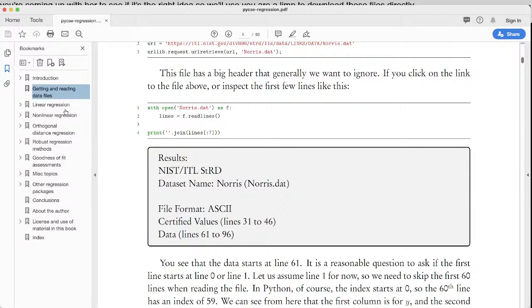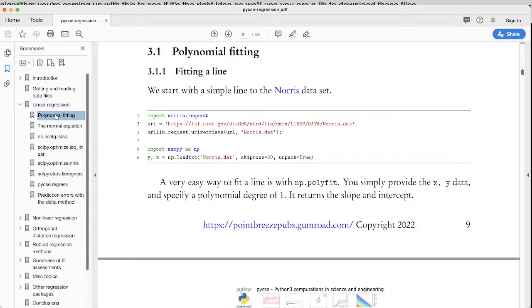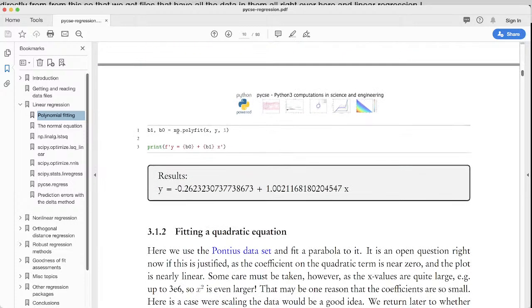All right, over here in linear regression, I start out with polynomial fitting because it's one of the simplest ways to fit data. You just load data, and you can use polyfit, specify an order, and that's it. If you use a second order, put a 2 here, you get a quadratic equation. And it's very straightforward to fit a polynomial.